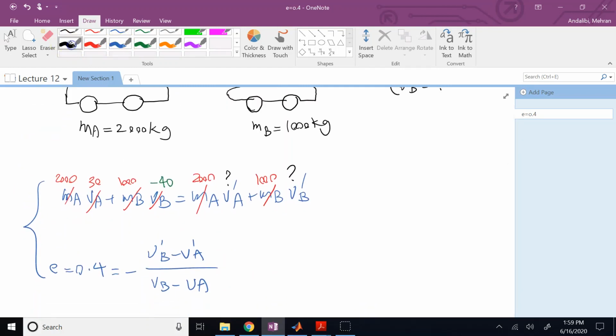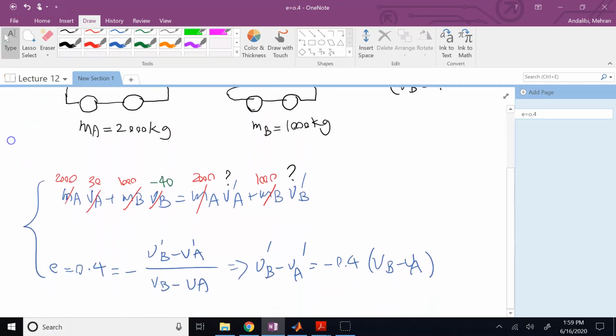Similarly here, if I cross multiply, I would get VB prime minus VA prime is equal to negative 0.4 times VB minus VA, where VB and VA are, as you can see, negative 40 and 30. Okay?